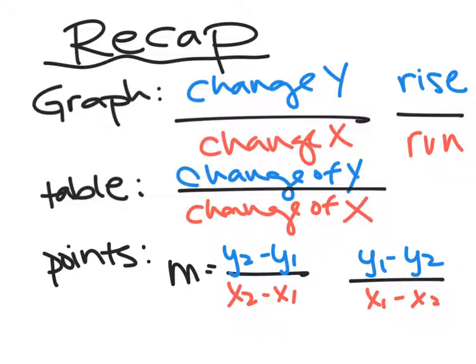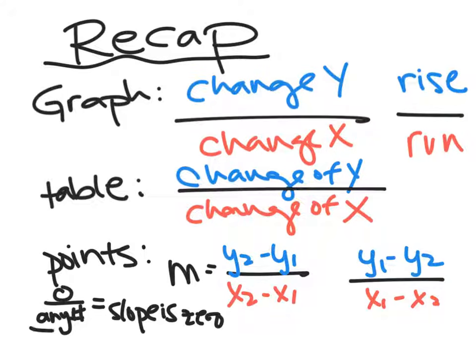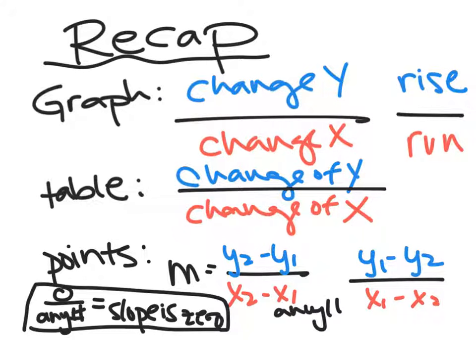Remember that if you ever have a fraction like 0 over any number, the slope is 0. If you have any number over 0, the slope is undefined.